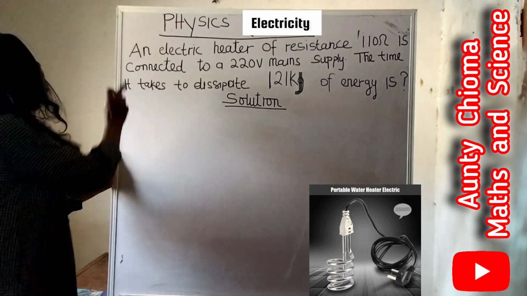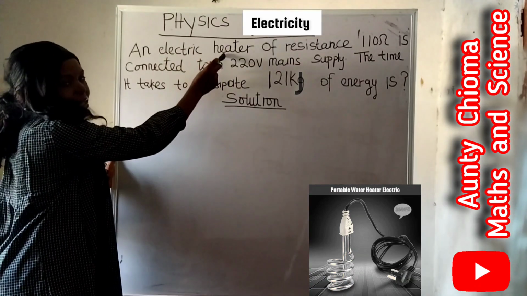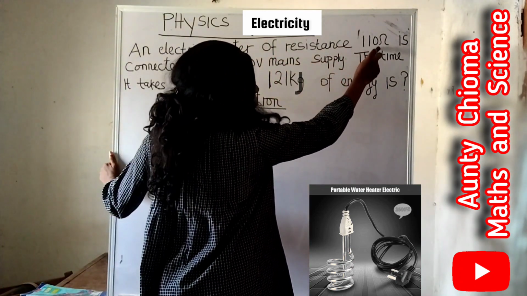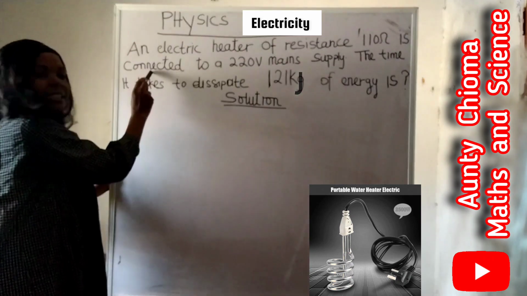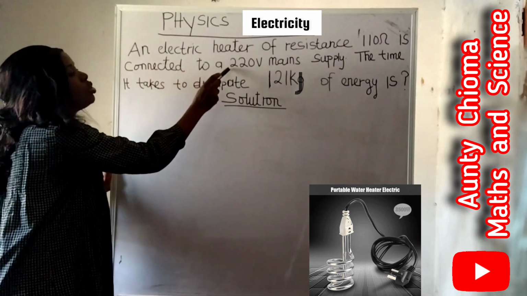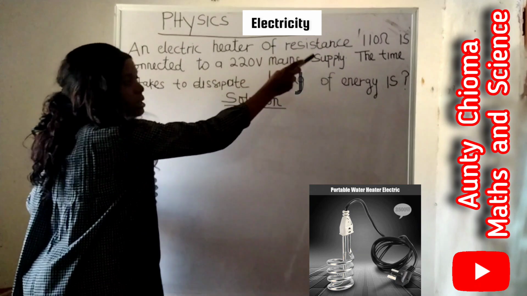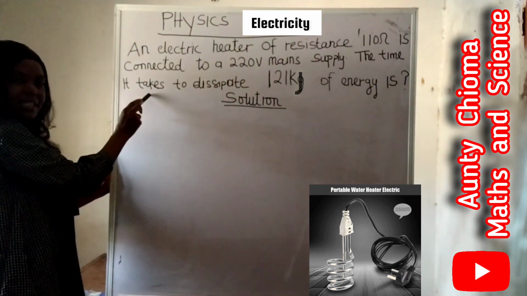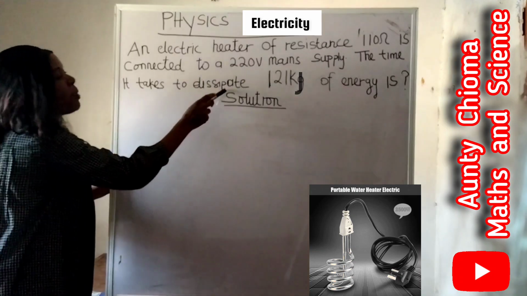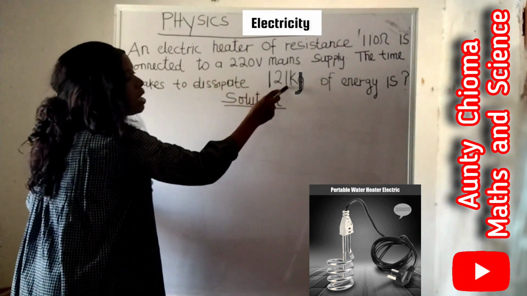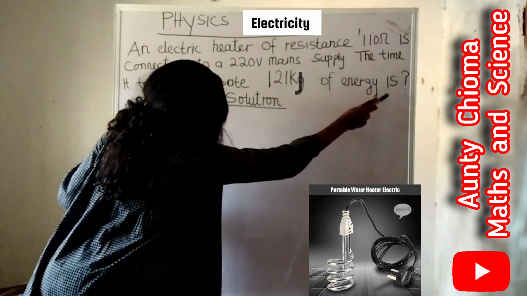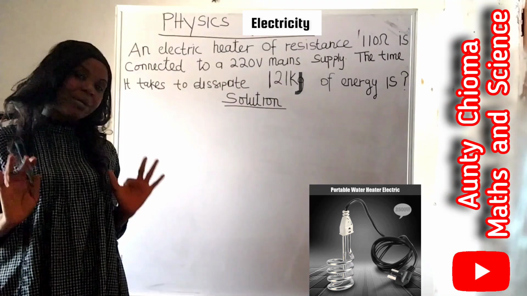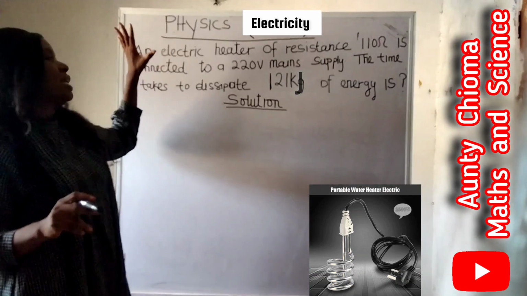The question says, an electric heater of resistance 110 ohms is connected to a 220 volts main supply. The time it takes to dissipate 121 kilojoules of energy is, as I said earlier, I want to teach us how to solve problems on electric circuit.